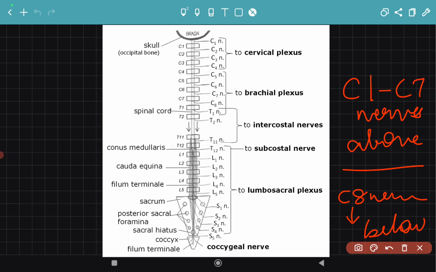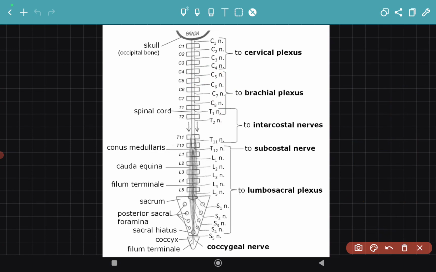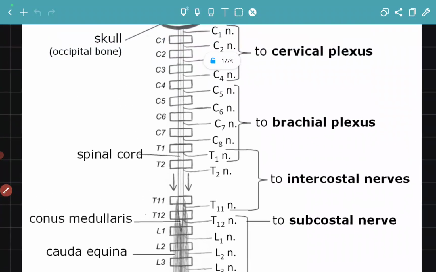Hence we can understand that if we consider the C5 nerve, for example, where will it lie? It will be above the C5 vertebra. That means between the C4 and C5 vertebrae. So the C5 spinal nerve will lie between the C4 and C5 vertebrae. We can just understand this concept.